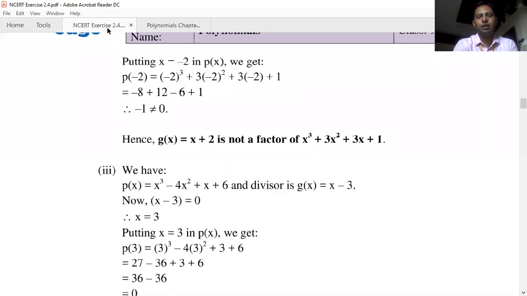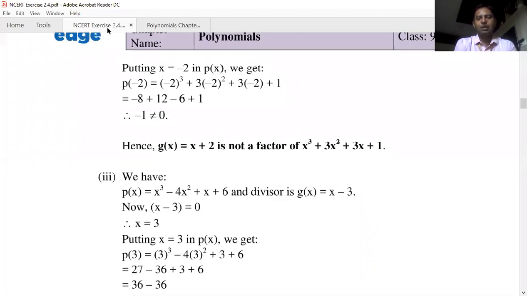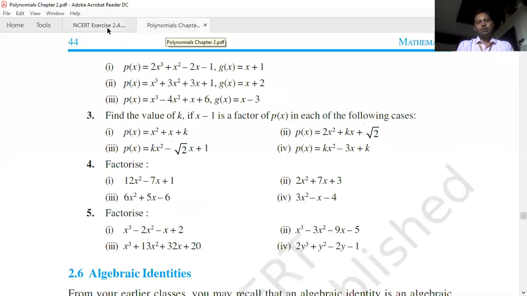6 and 8 is 14. 12 plus 3 is 13. 13 minus 14 will give you minus 1. So it is not a factor of the given polynomial. Now the third part of question number 2. x cube minus 4x square plus x plus 1, x minus 3. If x minus 3, x is equal to 3.